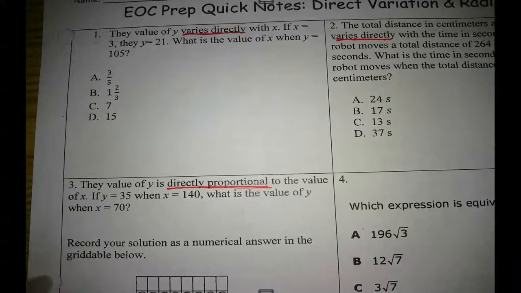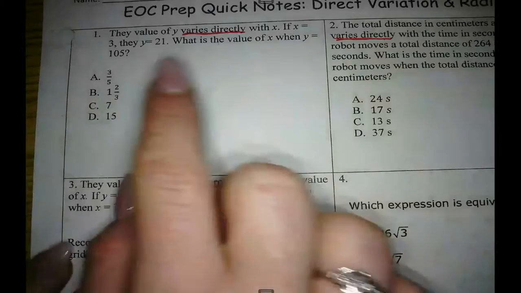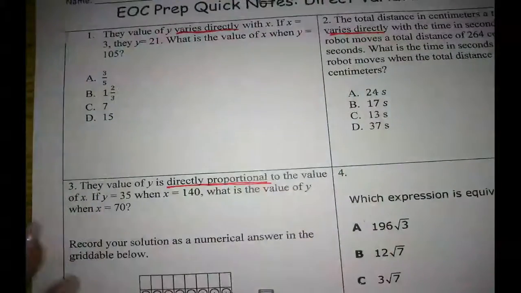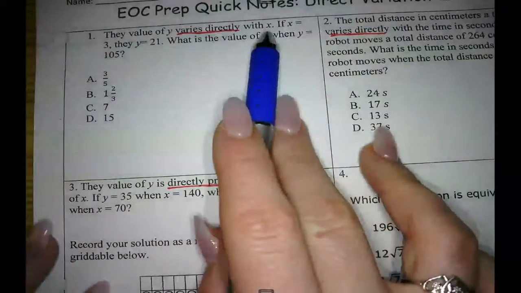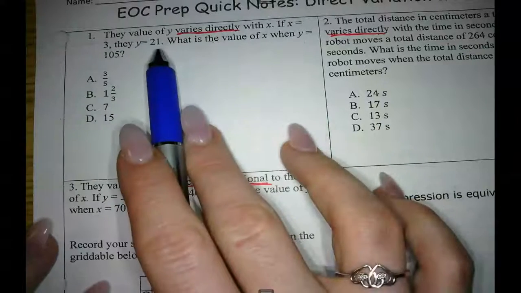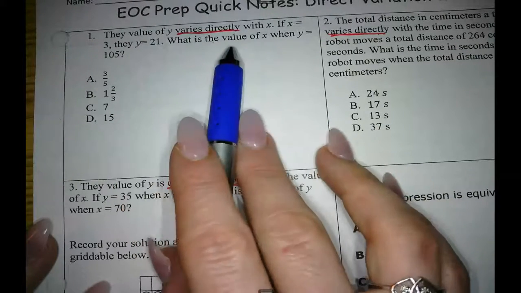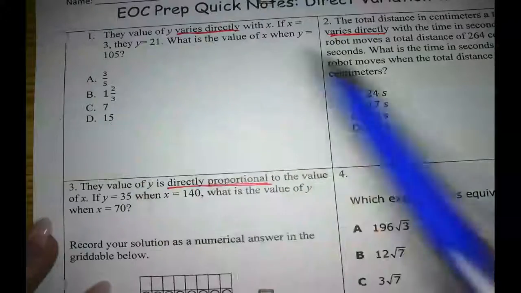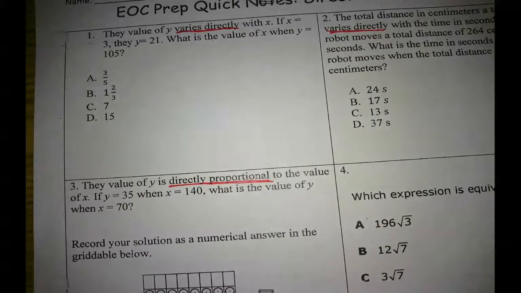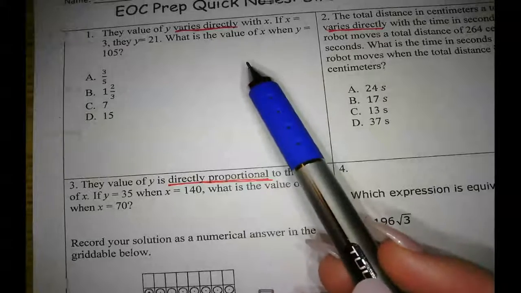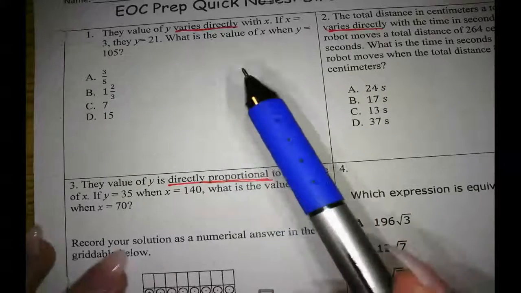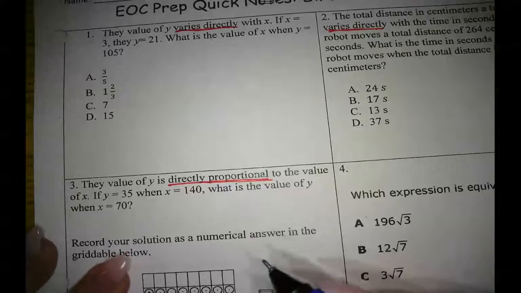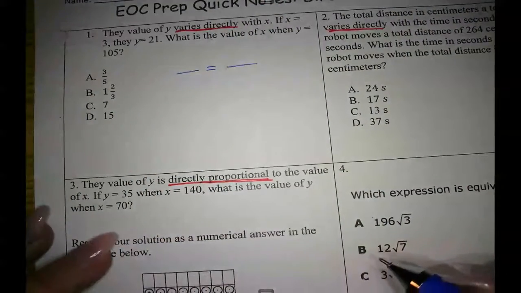Varies directly, directly proportional. So let's go through these 3 examples. The value of y varies directly with the value of x. If x equals 3 and y equals 21, what is the value of x when y equals 105? So you might see it worded like this, where we've got just plain x's and y's, but they're varying directly. Varying directly means we are setting up a proportion.